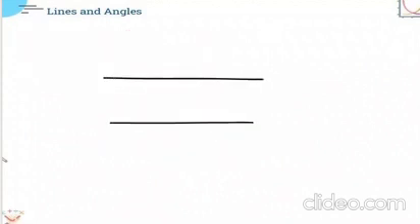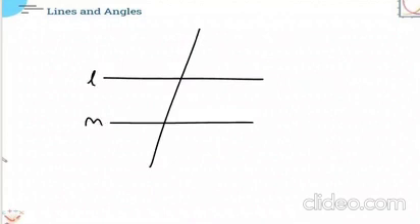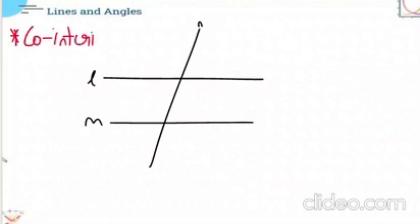Okay, now next one, let's understand about co-interior angles. Okay, now what are co-interior angles? Let's learn about them, right? So we are talking about co-interior. Co means same, isn't it? Cooperation, you might have heard, right? Co-interior angles. Now what is a co-interior angle?